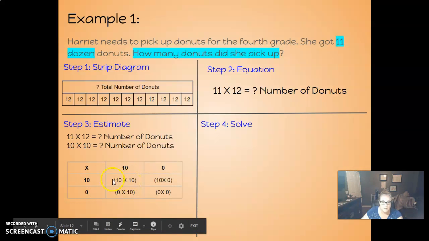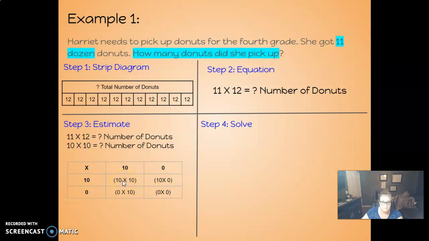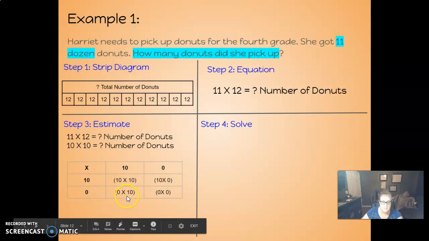So in this box right here, I'm going to do 10 times 10. In this box, I'm going to do 10 times 0. This one is going to be 0 times 10. And this final box is going to be 0 times 0. I always like to write down what problems I'm going to do so I remember what I'm solving for.